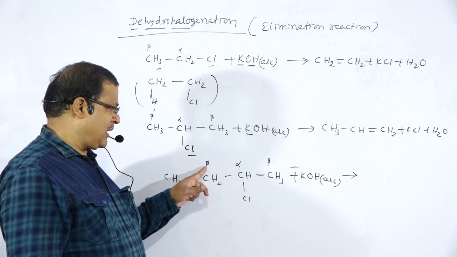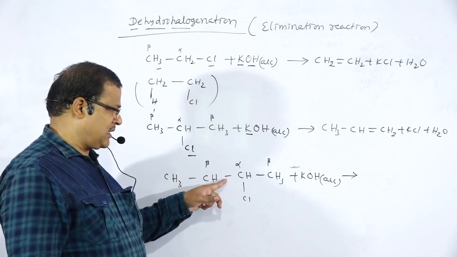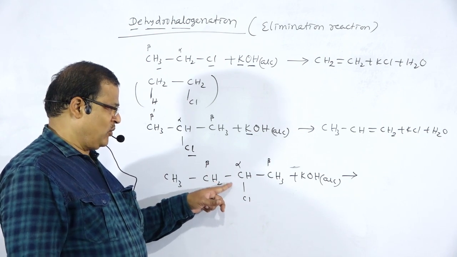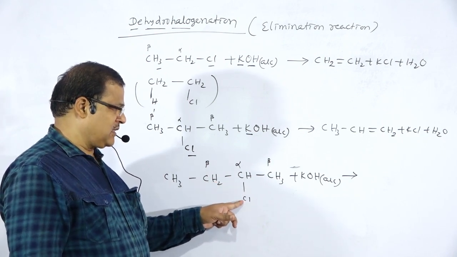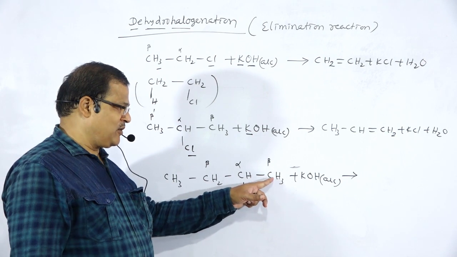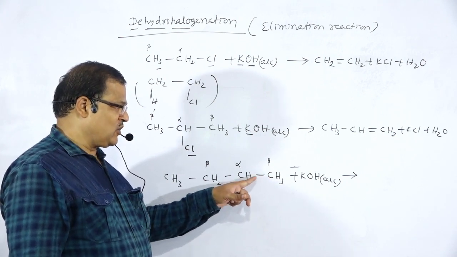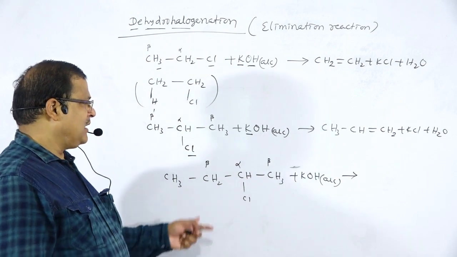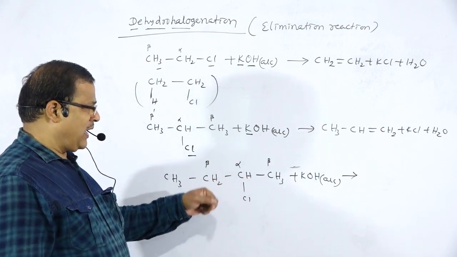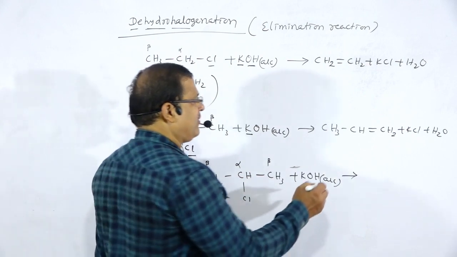If this beta hydrogen atom is removed, then the double bond will be inserted in this case. Chlorine is removed from this position. If the beta hydrogen atom is removed from this carbon atom, then the double bond will be inserted at this position. So there is a chance of formation of either but-1-ene or but-2-ene.